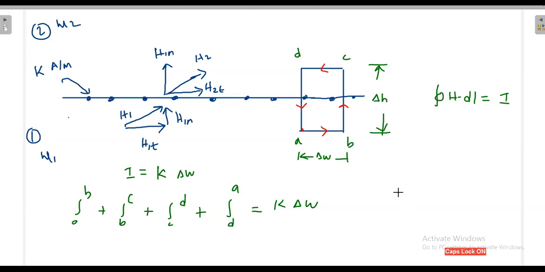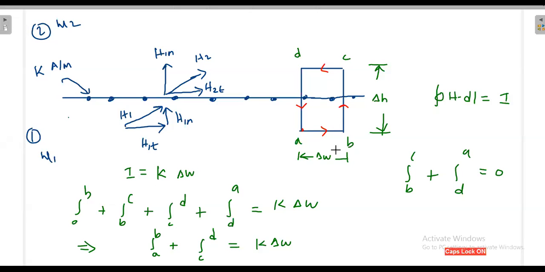So the integral b to c plus the integral d to a is definitely 0. Once it is 0, you just concentrate on the remaining integrals: the integral a to b and the integral c to d, which equals K del w. Now, what are the integral a to b and the integral c to d?